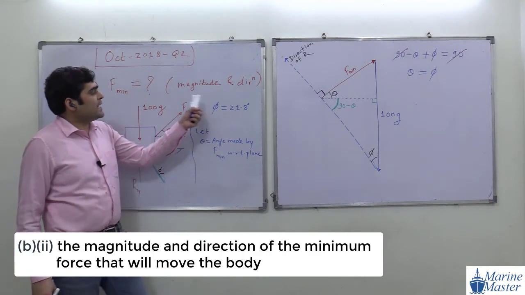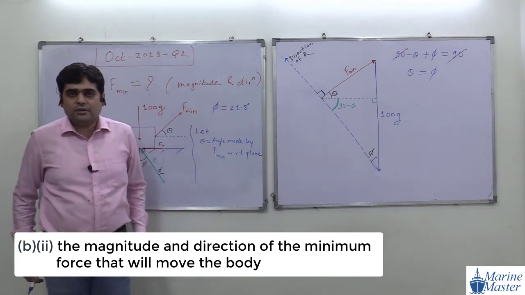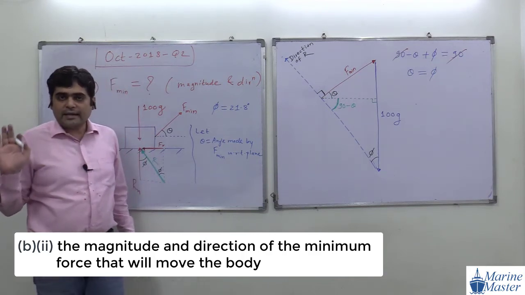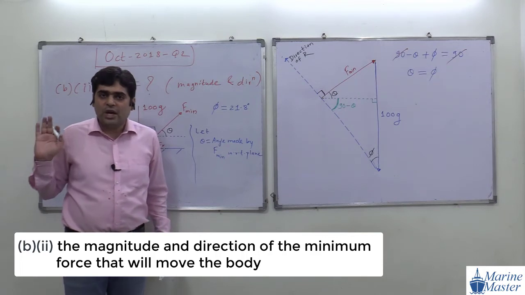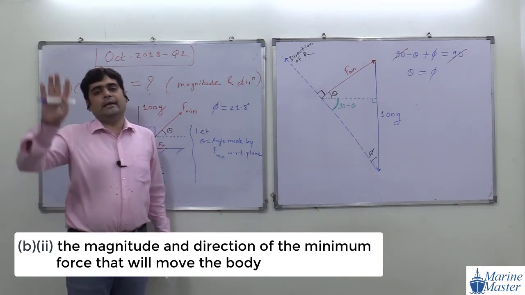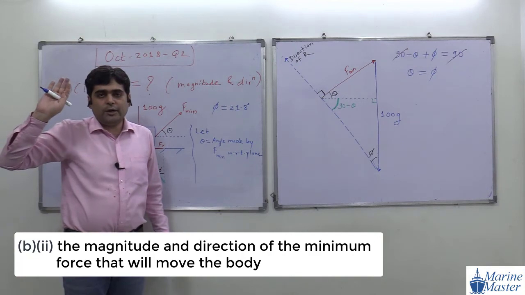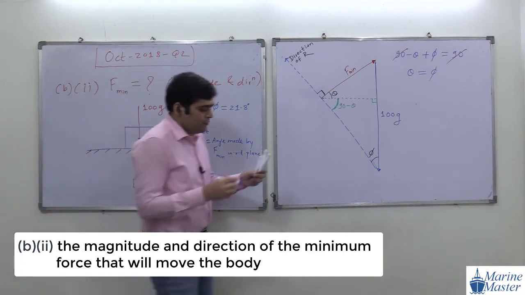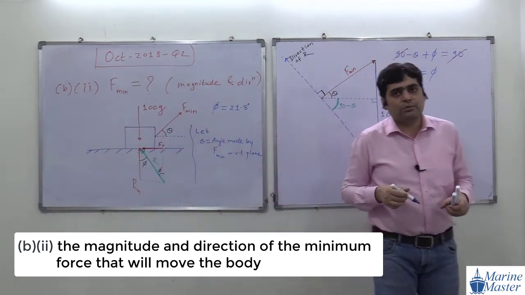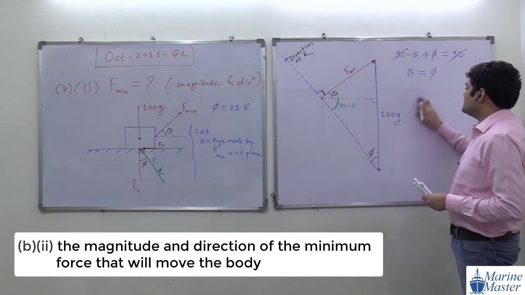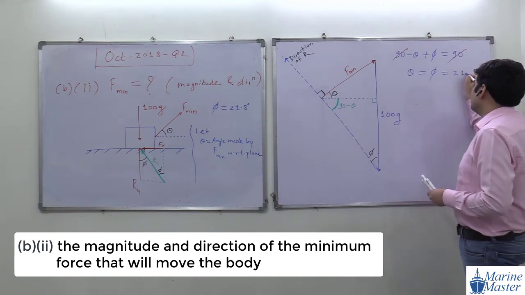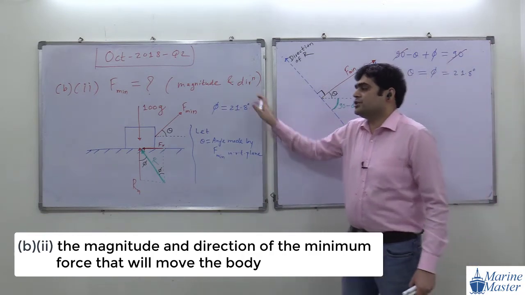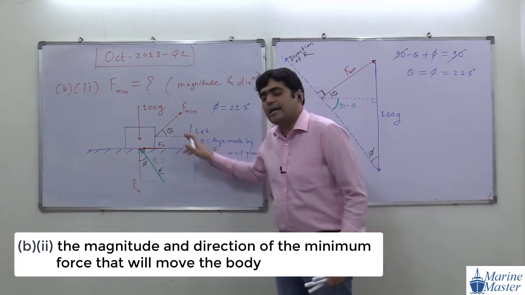So here what they are asking us is the direction. Direction of minimum force with respect to the plane will be 21.8 degree upward. Okay guys, are you getting my point? 21.8 degree above the plane, that is the direction of minimum force. So theta will be equal to 21.8 degree. So we got the direction. One answer achieved. Any doubt in this discussion, how we got theta equal to phi?